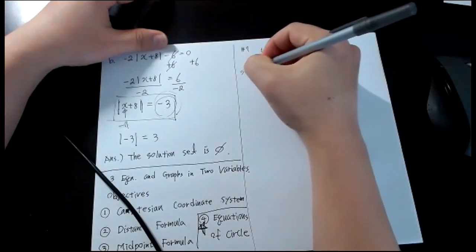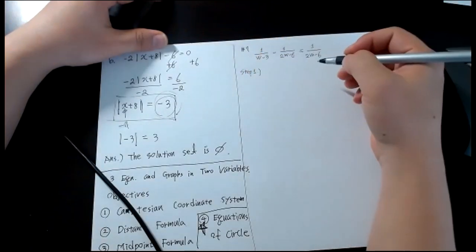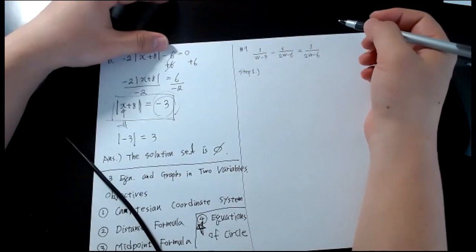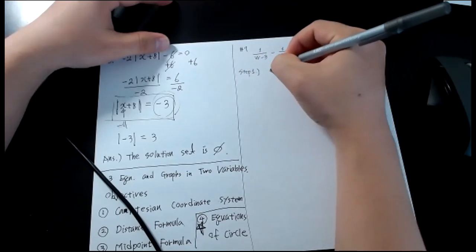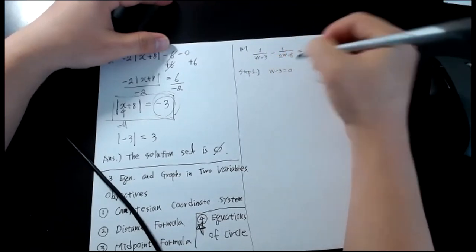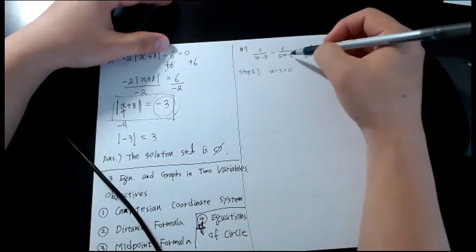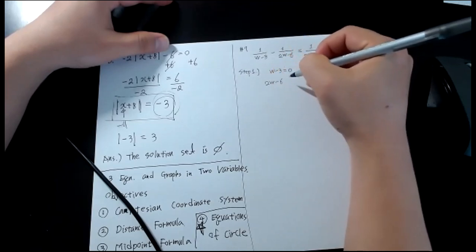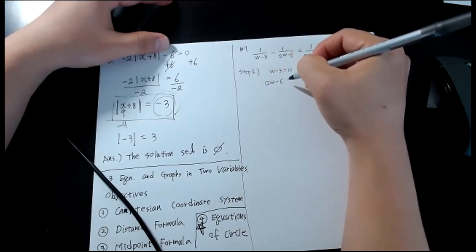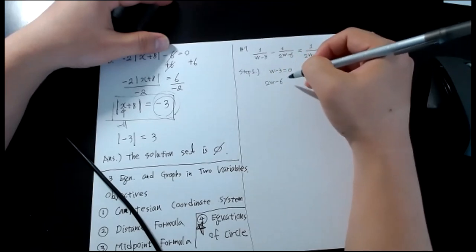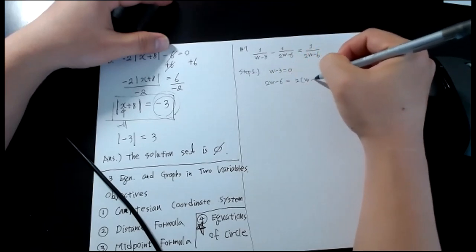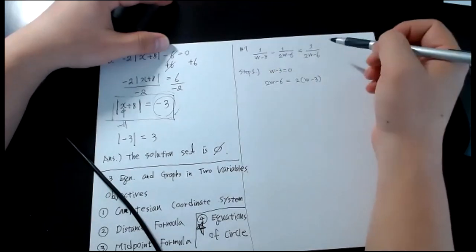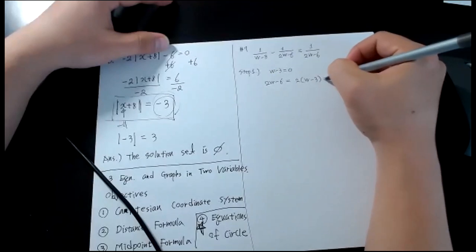So step 1, we solve w minus 3 equals 0. Then we have to solve 2w minus 6 equals 0. But actually, if you factor 2w minus 6, that's going to be 2 times w minus 3, right? So solving 2w minus 6 equals 0 is nothing but solving 2 times w minus 3 equals 0.